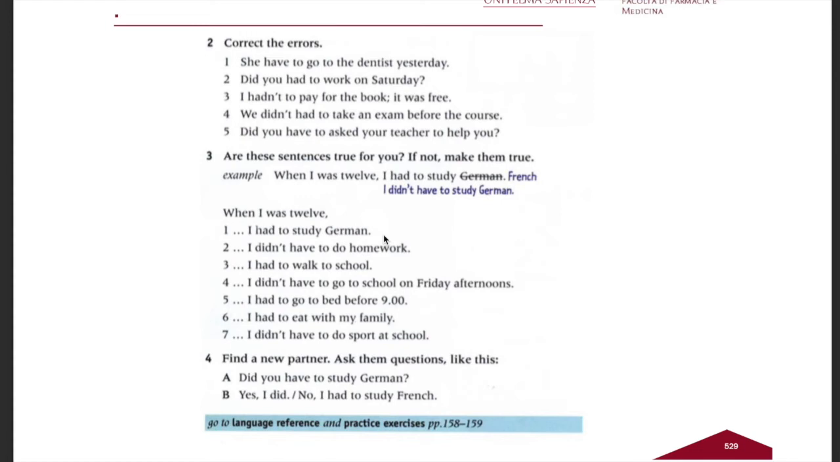Just try to practice both forms. Yeah, don't have to and have to. This is the important part.